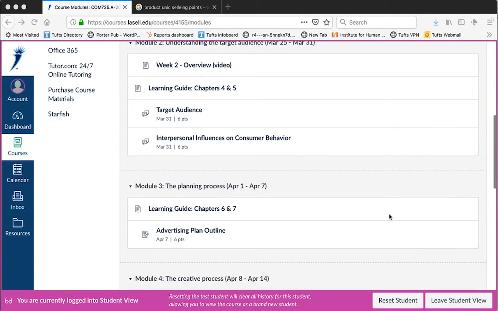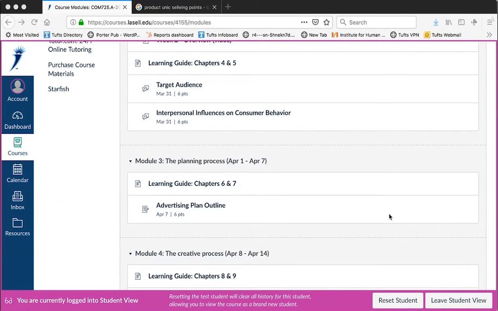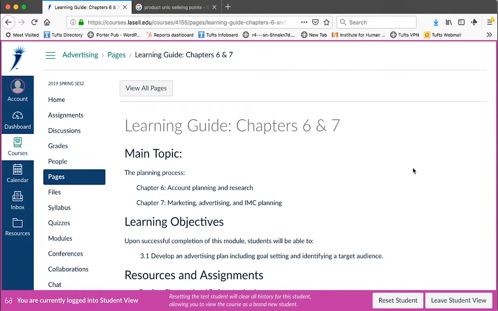So let's go over the reading materials for this week and also over the assignment for this week. This is week 3, so it would be module 3. The topic would be the planning process. So let's go over the learning guides. Learning guide would be chapter 6 and 7.